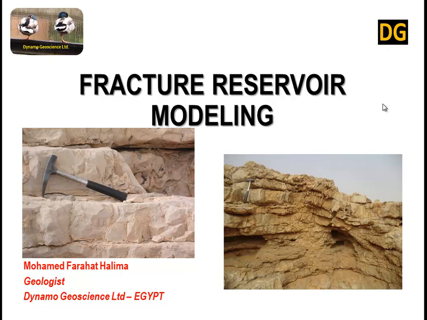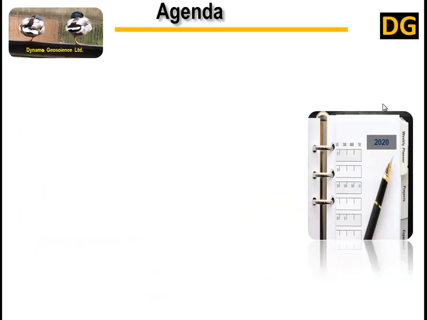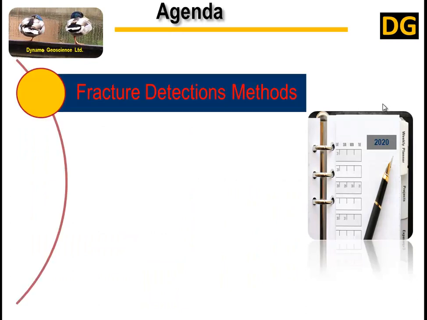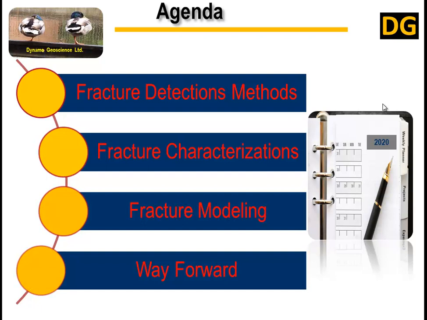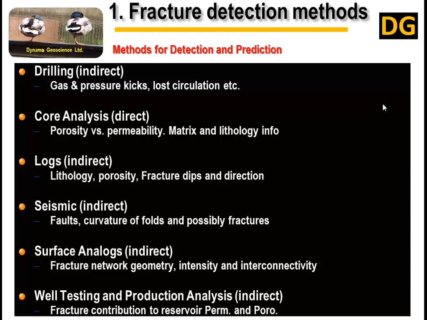Fracture reservoir modeling, the title of this session. The agenda, in brief: fracture detection methods, fracture characterization, fracture modeling, then the way forward. We have 6 methods. 5 of them are indirect methods of fracture detection, and only one direct method, which is the core analysis.